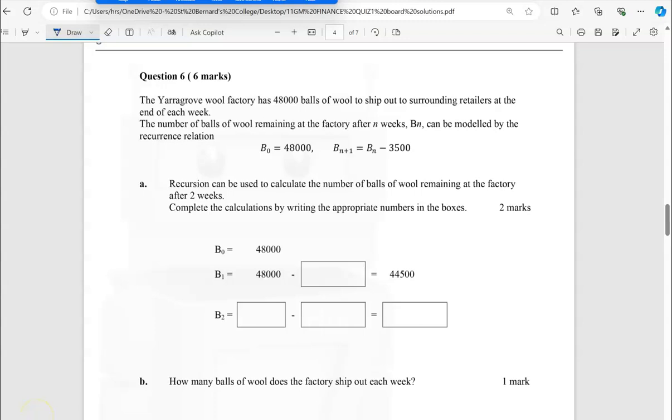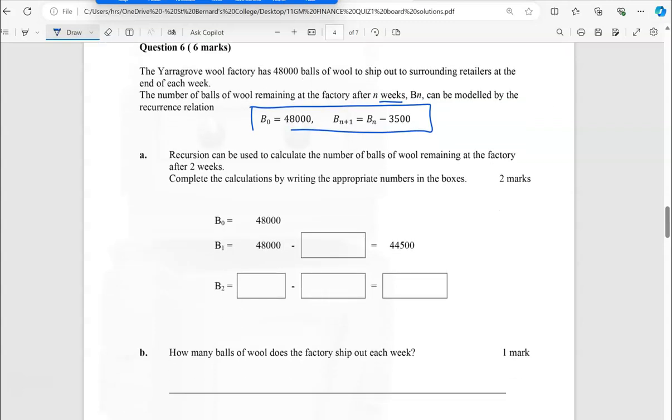Okay, so here we've got the short answers now. So we've got the Yarra Grove Wool Factory has 48,000 balls of wool to ship out to surrounding retailers at the end of each week. The number of balls of wool remaining at the factory after N weeks can be modelled by this recurrence relation. So just take note that this is a week-to-week recurrence relation. So it said a recursion can be used to calculate the number of balls of wool remaining in the factory after 2 weeks. So here you go.